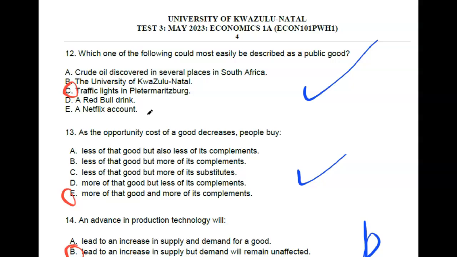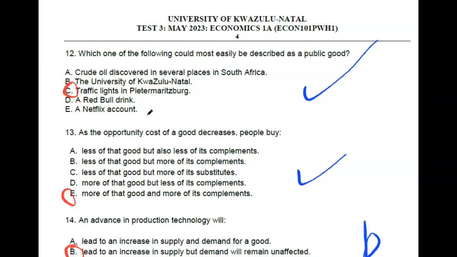It must be non-excludable and non-rivalry. Now, first of all, what is excludable? It means it excludes someone from having it. For example, a product in a shop will exclude people. Why? People don't have money, cannot buy it, so they can't get it.